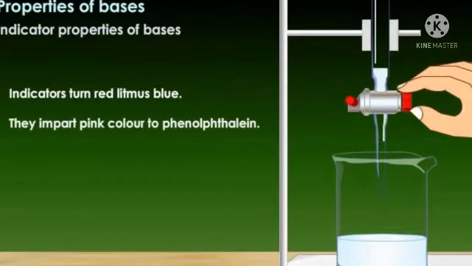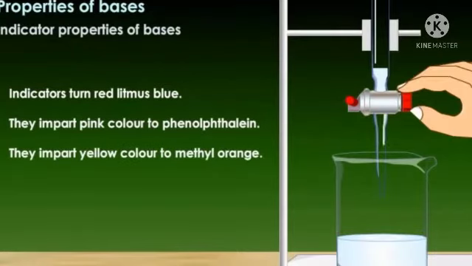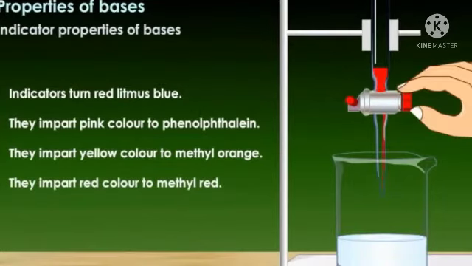Bases turn red litmus to blue. They impart pink color to phenolphthalein. They impart yellow color to methyl orange. We know that these are all base properties. They impart red color to methyl red.